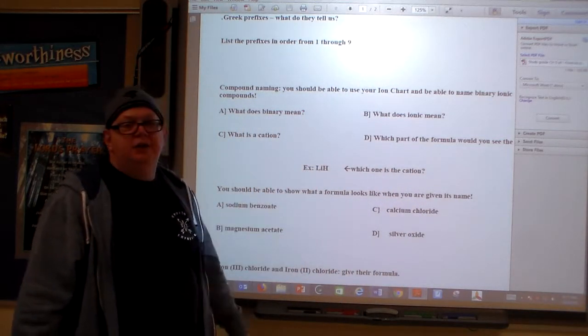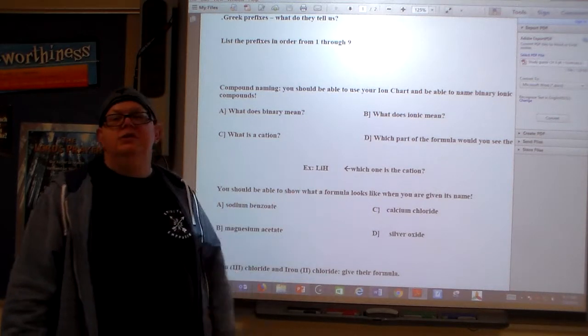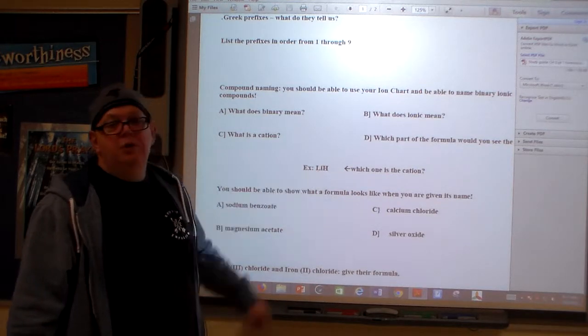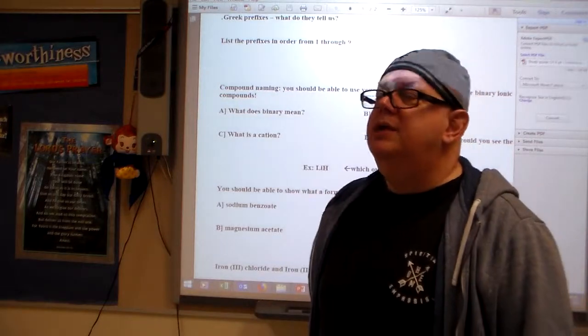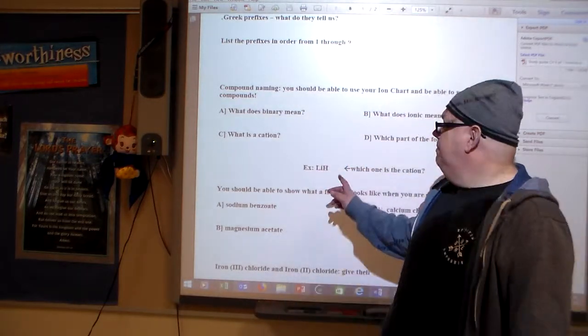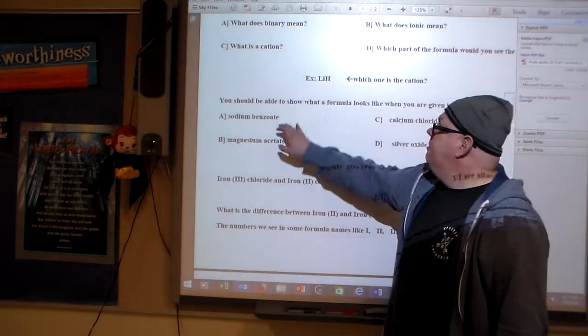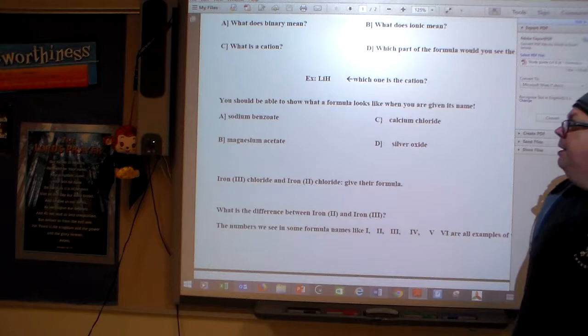So which one's the cation? It is the lithium is the cation. Typically in the formula, the first part of the formula, you will find your cation. There are some exceptions, but that's the typical rule. Okay? You should be able to show what a formula looks like when you are given its name.